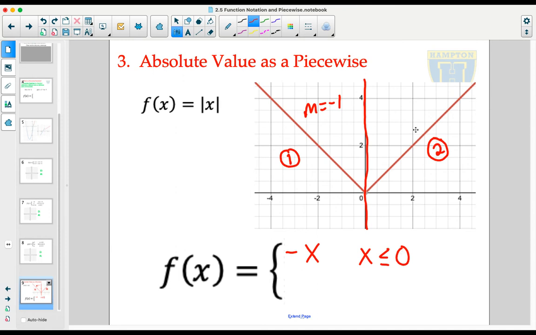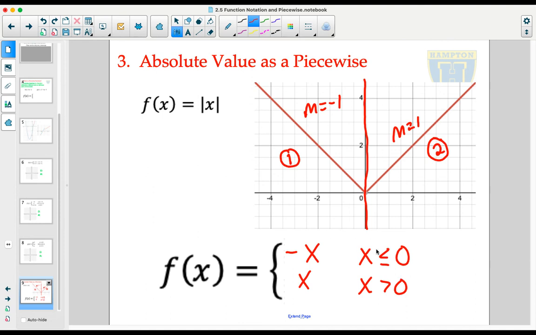Looking at the second piece of the graph, over here we have a slope of 1, and again, an origin y-intercept. For this piece, our equation is simply y equals x, or f of x equals x, and that's when x is greater than 0.